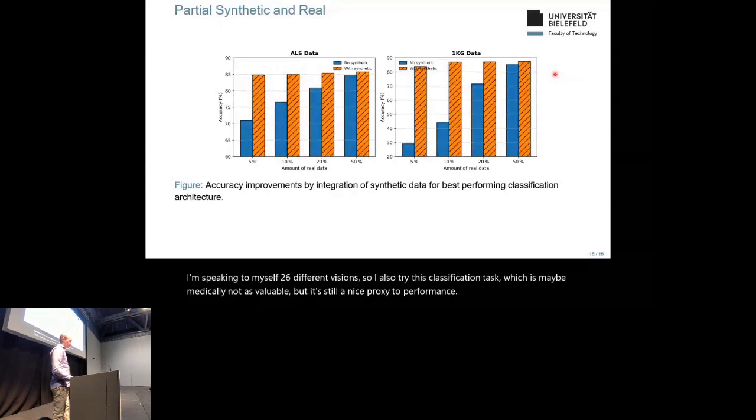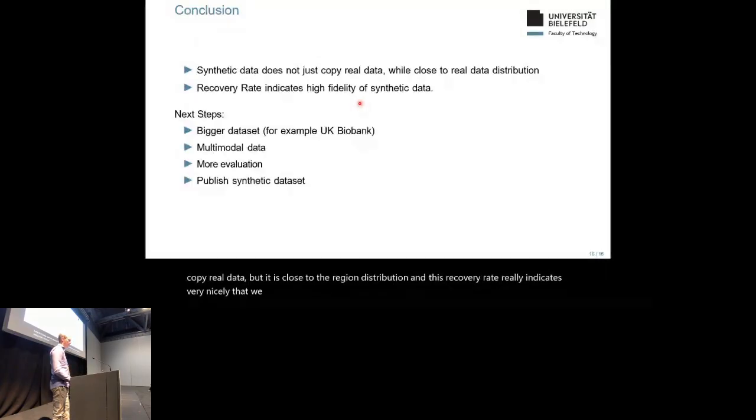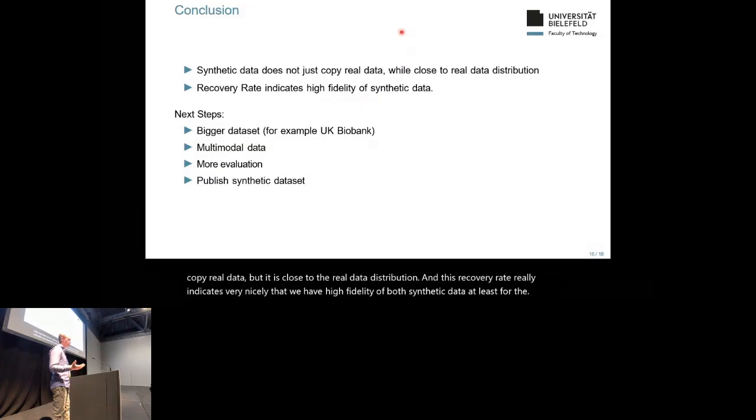I just want to conclude. What you can see is that our synthetic data does not just copy real data, but it is close to the real data distribution. And this recovery rate really indicates very nicely that we have high fidelity of our synthetic data, at least for the task. But it should also translate to other tasks. It shouldn't be a problem, but it has to be shown, of course.